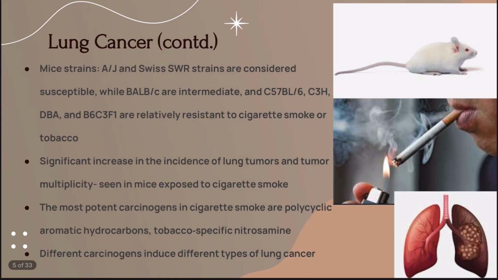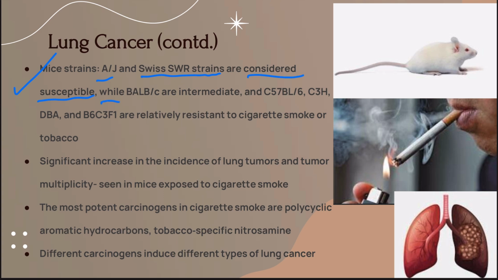Now coming to the in vivo models, we have different strains of wild type mice, and different strains have different susceptibilities to cigarette smoke or tobacco carcinogen, which are important factors for causing lung cancer. We have different mice strains, that is the A/J and Swiss SWR strains of mice, which are considered susceptible to cigarette smoke. If we expose these strains of mice to cigarette smoke, it will lead to the formation of lung cancer very fast.